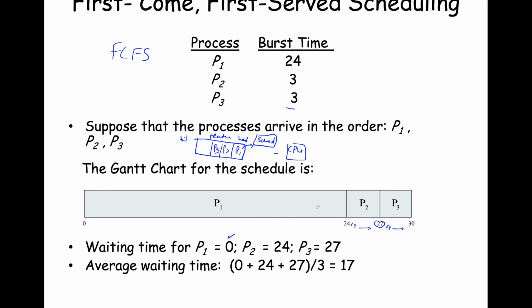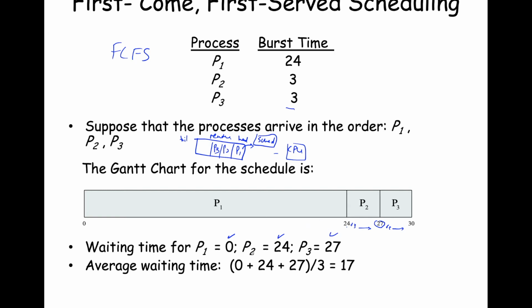Okay. P2 waits until P1 is done. So it waits a whole 24 milliseconds before it starts. So its wait time is 24 milliseconds. And then lastly, P3's wait time is 27 milliseconds because it waits the first 24 for P1 and then another 3 for P2, and it starts at 27, so its wait time is going to be 27.